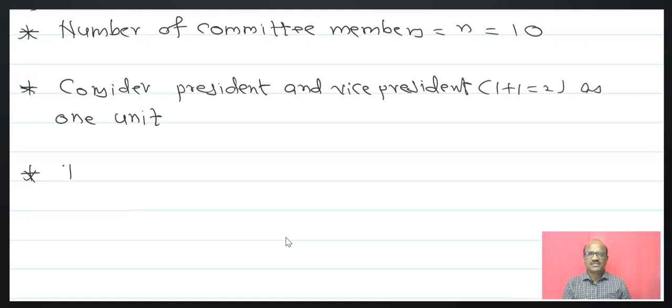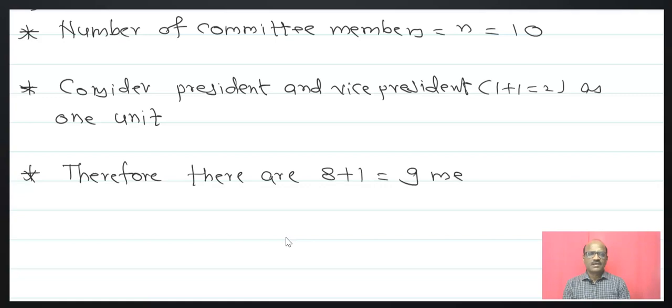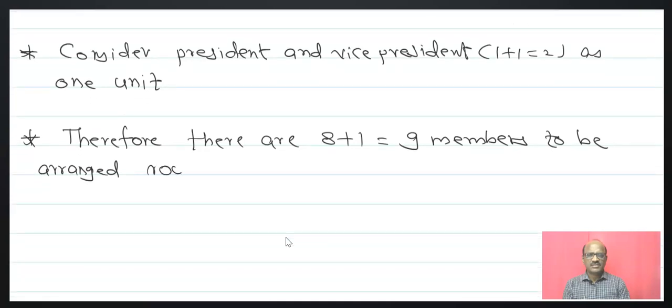Therefore there are 8 plus 1, that is 9 members, and they can be arranged around the table. That is 9 minus 1 factorial.